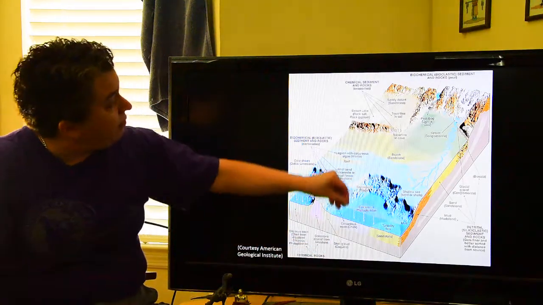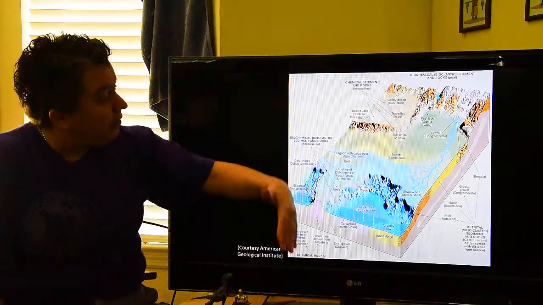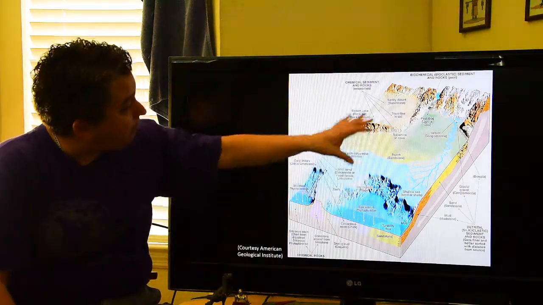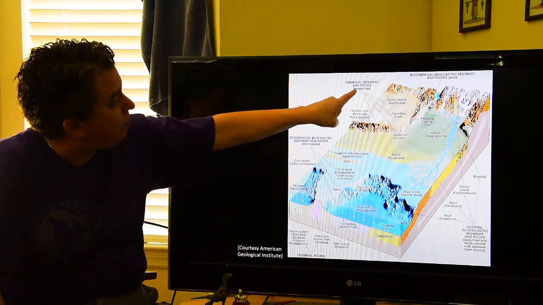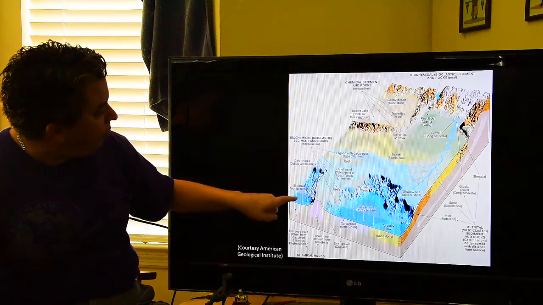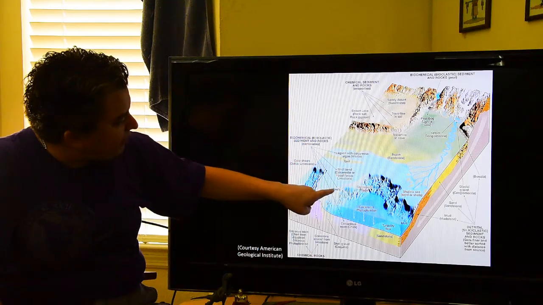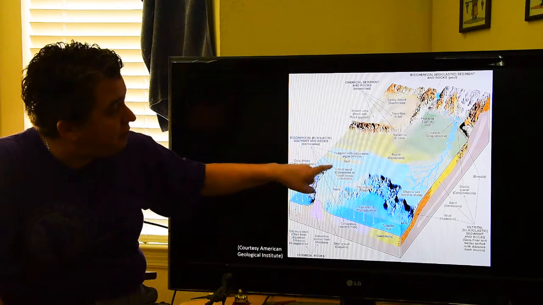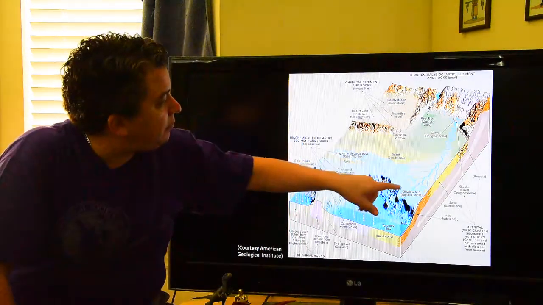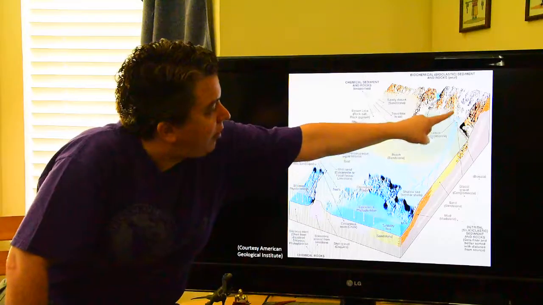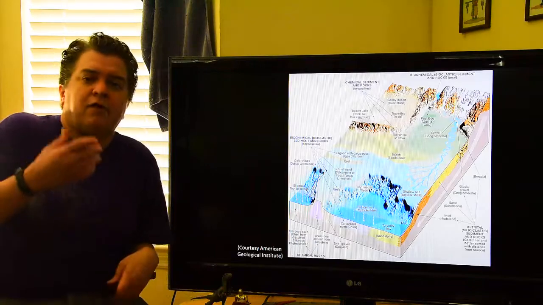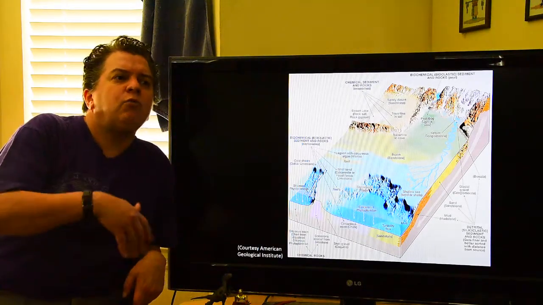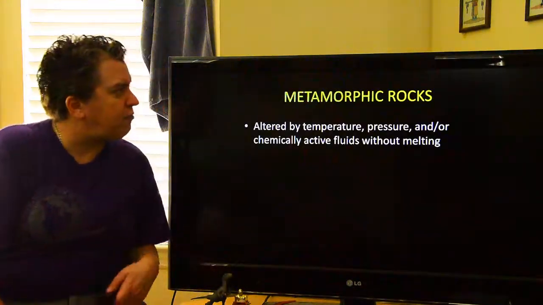But different environments give you different sedimentary rocks. And this diagram is simply showing that, where for instance you get evaporites in the desert, or you get limestones in reefs, or you get things like conglomerates in glacial areas. And so these sedimentary rocks give us great insight into what the ancient environments looked like.